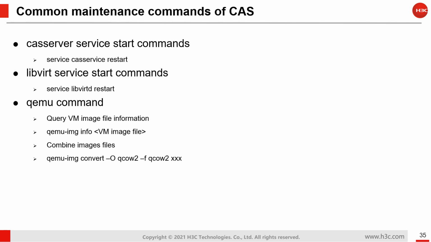Cat server service start command: service cat server restart. Libvirt service start command: service libvirt restart. QEMU command. Query VM image file information: qemu-img info VM image file. Combine image files: qemu-img convert -O qcow2 -f qcow2 and the image file names.